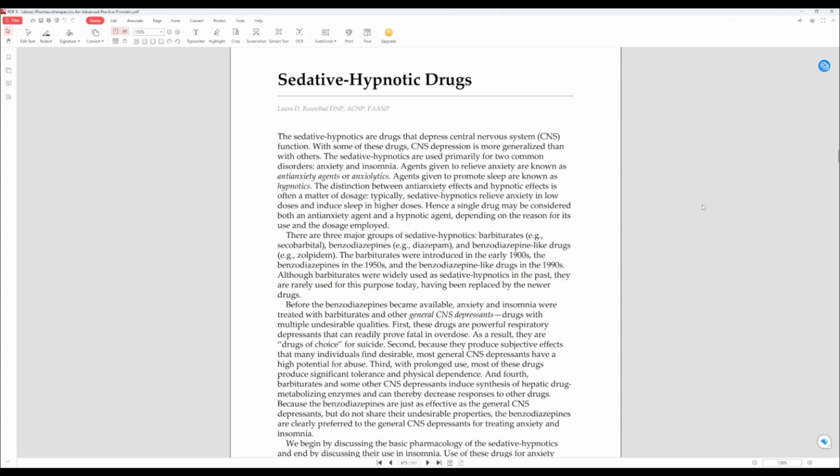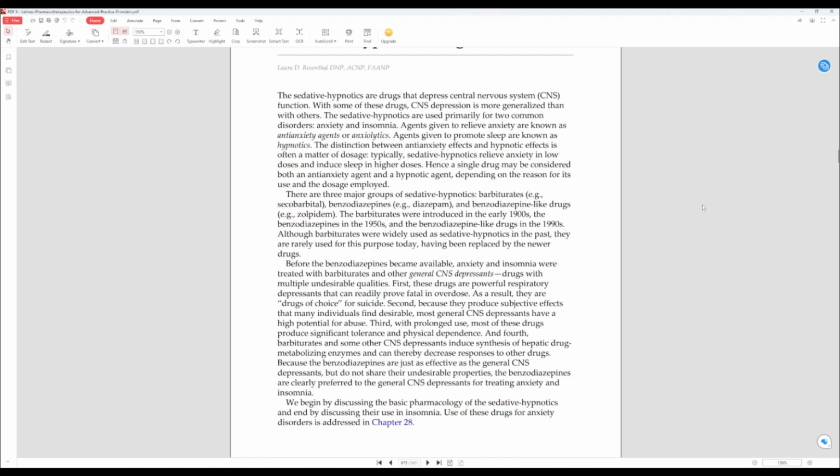The sedative hypnotics are drugs that depress central nervous system function. With some of these drugs, CNS depression is more generalized than with others. The sedative hypnotics are used primarily for two common disorders: anxiety and insomnia. Agents given to relieve anxiety are known as anti-anxiety agents or anxiolytics. Agents given to promote sleep are known as hypnotics.